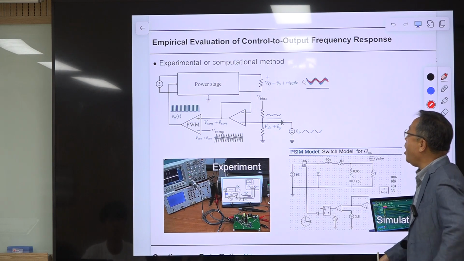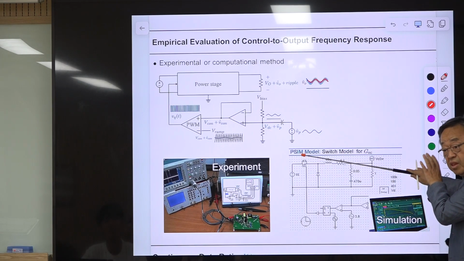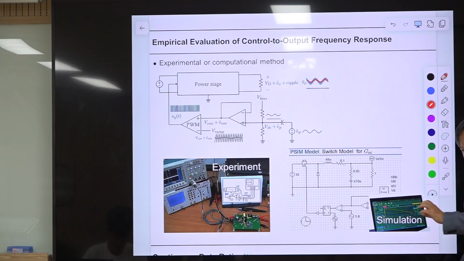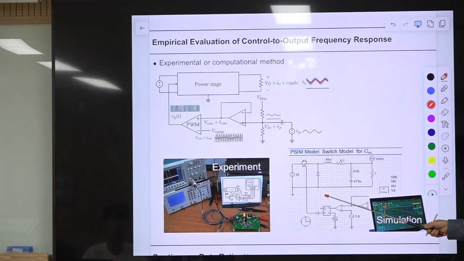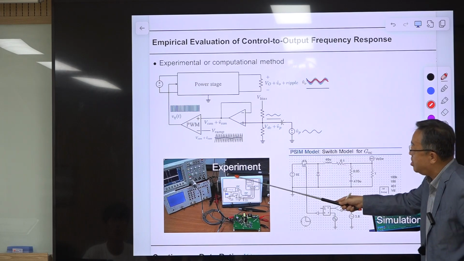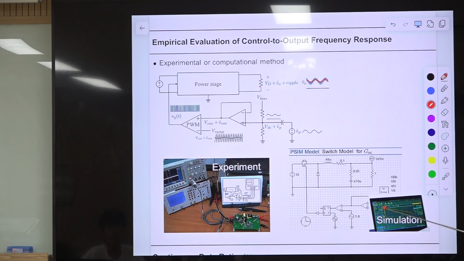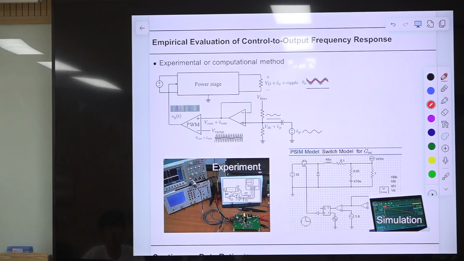And you copy the same thing with this PCM model. This is the model, the same as this. I call it the switch model, which is just a circuit implementation of this hardware. So the result of this and the result of this should be the same. This is the experimental result, and this simulation using this laptop computer will generate the plot, and the two plots should be the same.